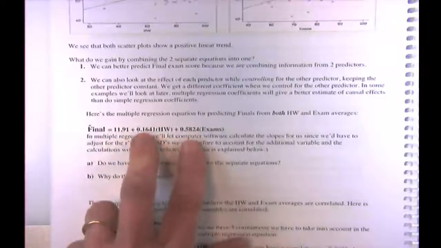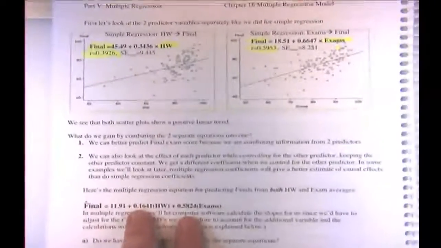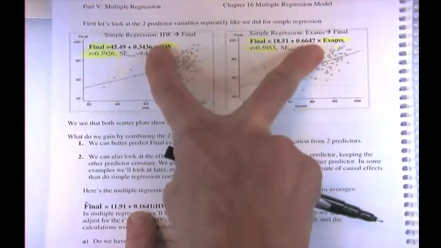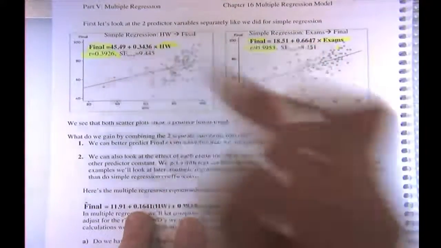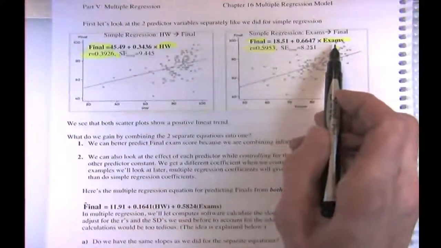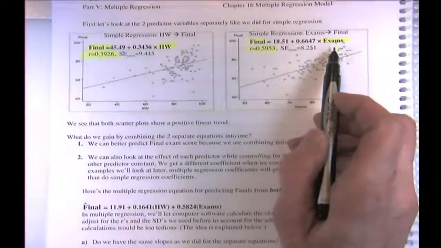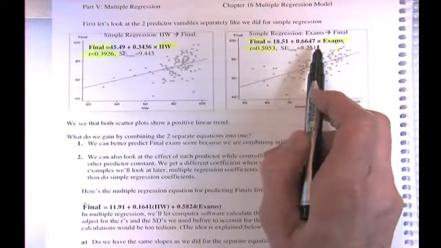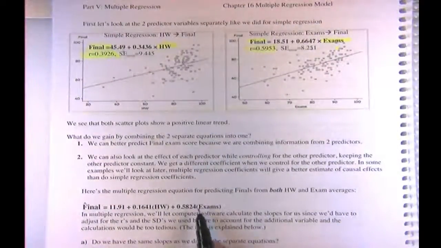Now, why didn't we get the same exact effects as we got here? I mean, when we put it in a multiple regression, why didn't we say, oh, this is how much for each extra point on your exams, your final gets raised on the average of 0.6647? Why is it less here?